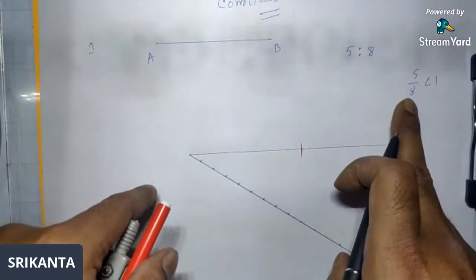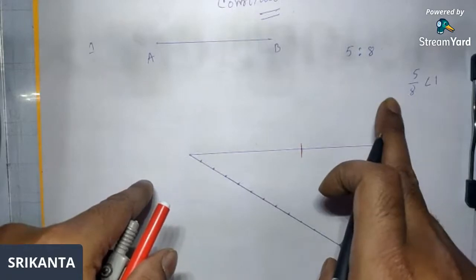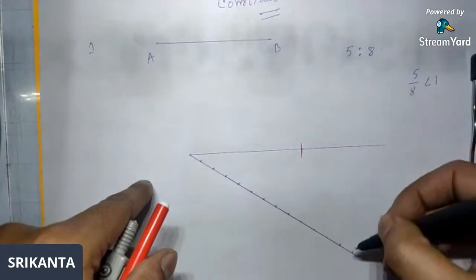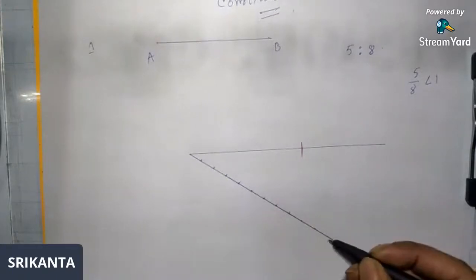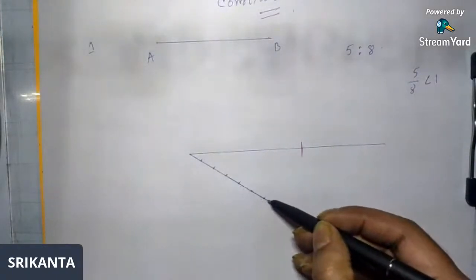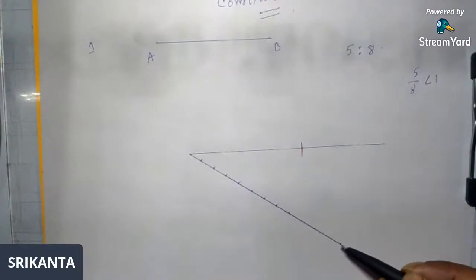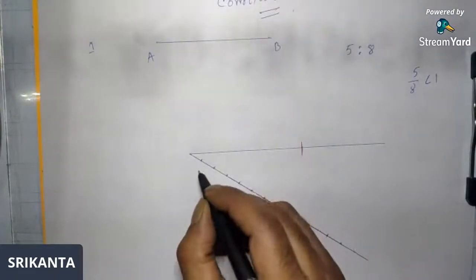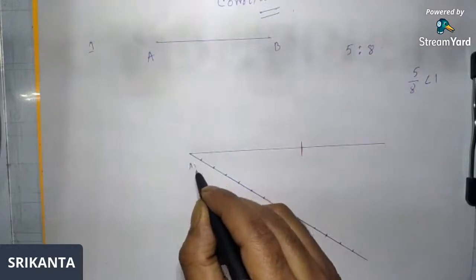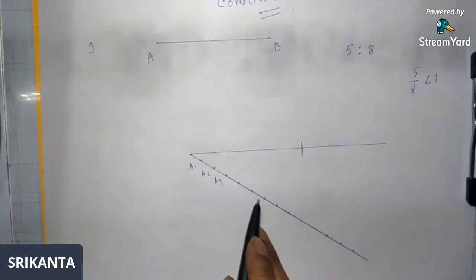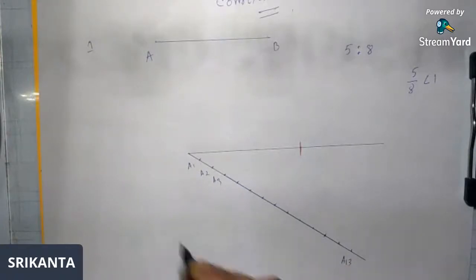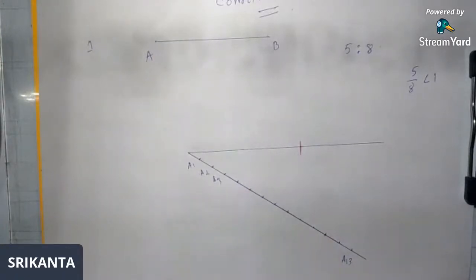So when it is less than 1, how will you do it? You will join the 13 centimeter point, or whichever is 13. 1, 2, 3, 4, 5, 6, 7, 8, 9, 10, 11, 12, 13. So you can name them as A1, A2, A3, and so on. So this is our A13. Clear? You can name them so on.